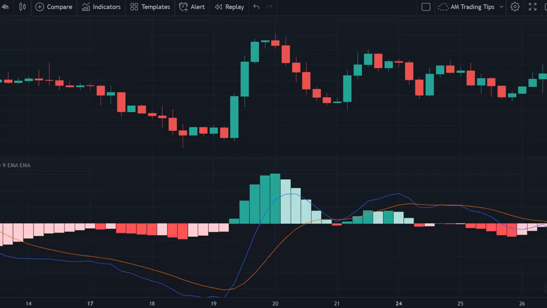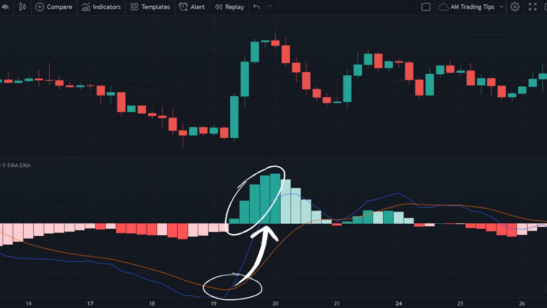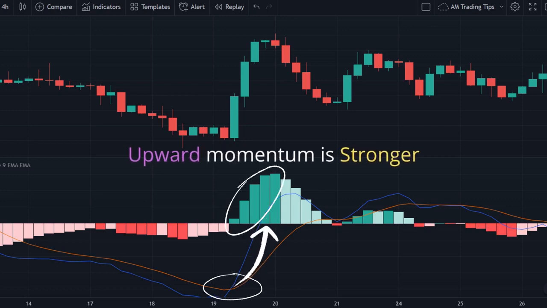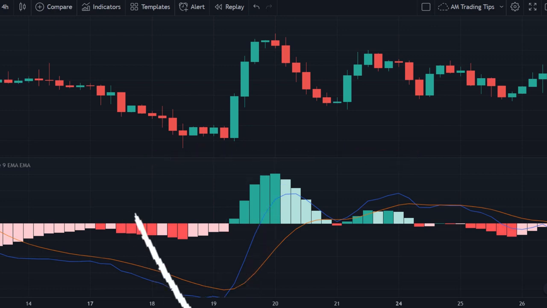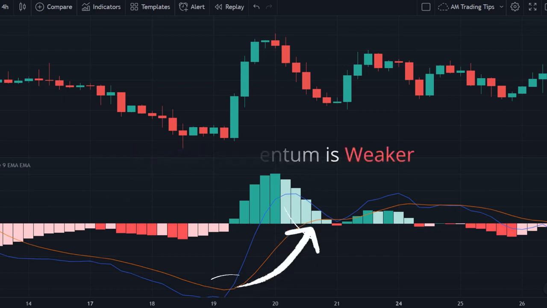Traders can also use the shape of the histogram to determine the strength of the momentum. If the histogram is getting larger while the MACD crosses above the signal line, it shows us that the upward momentum is stronger. Similarly, if the histogram is getting smaller in size, it indicates that the upward movement is weaker.